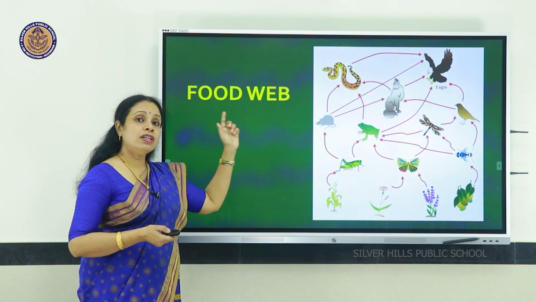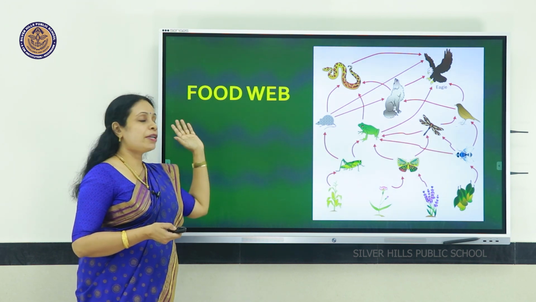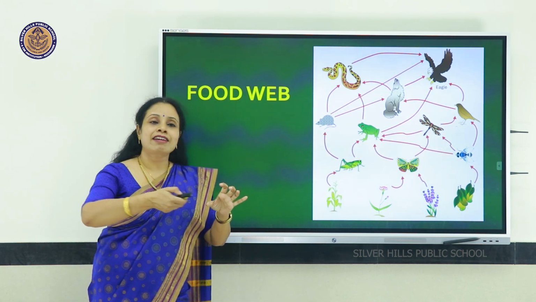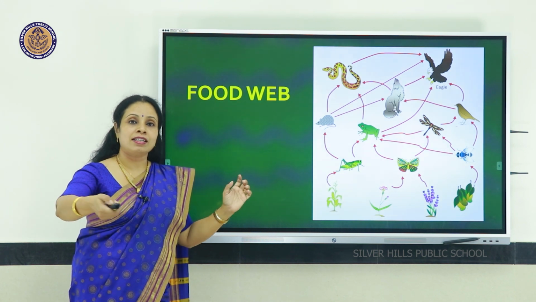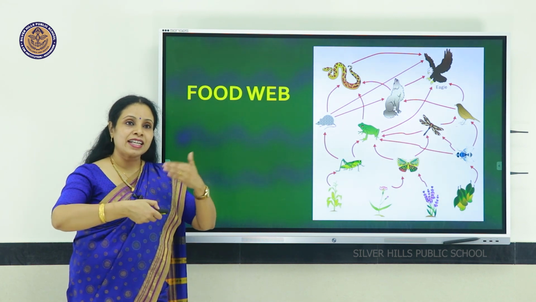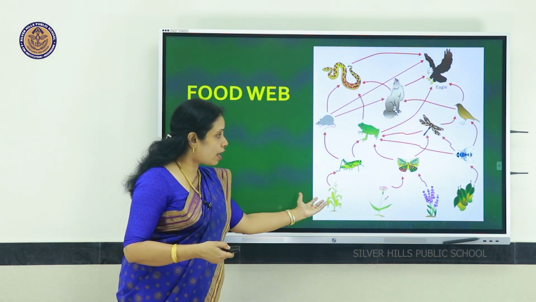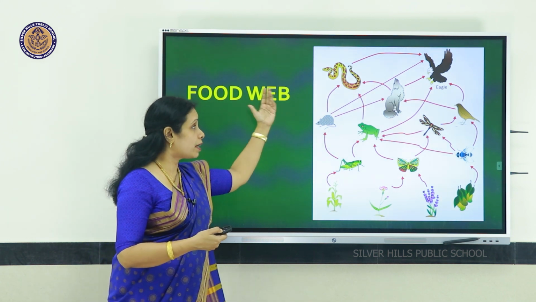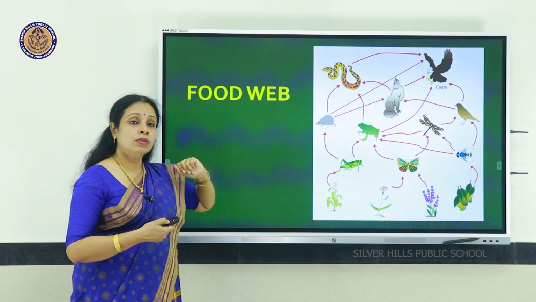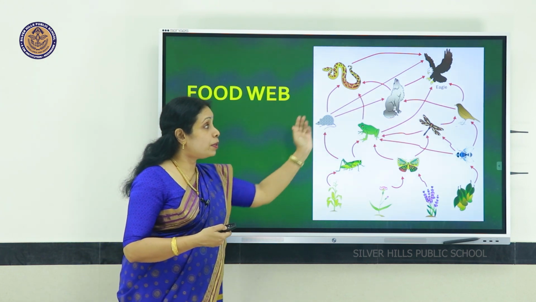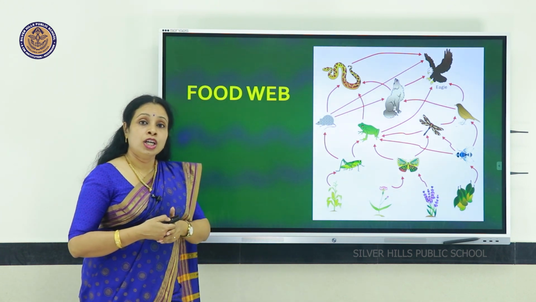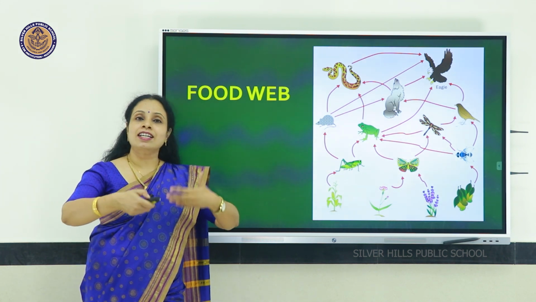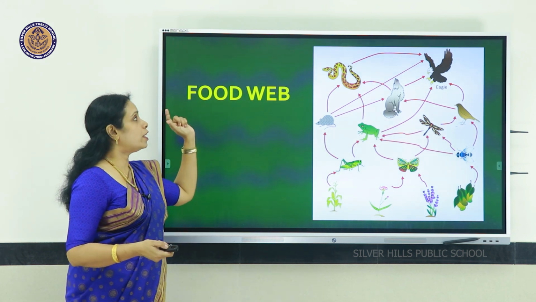Here's a picture of a food web. It shows that there isn't a definite chain of eating and being eaten. It is an interconnected chain. See, the plant could be eaten by the grasshopper. The plant could also be eaten by the mouse, or it could be eaten by that bird. So in nature there isn't a definite food chain. There are many interconnected food chains, which is called a food web.